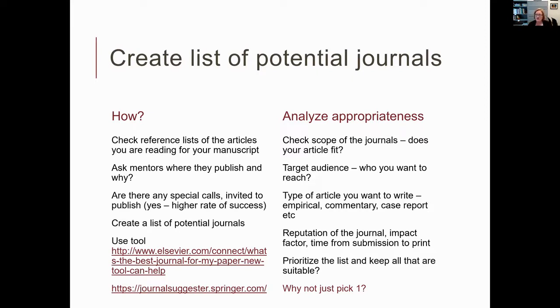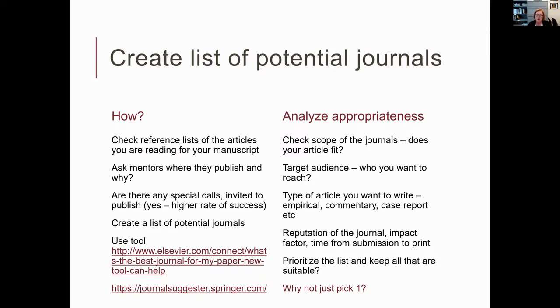Then, when you have your list, analyze the appropriateness of the journal for what it is you want to write. Does your article fit within the scope of the journal? Each journal will tell you about its scope. If you look online, they all have a section about the aims and scope. You also want to think about who that journal reaches, and does that journal reach your target audience?